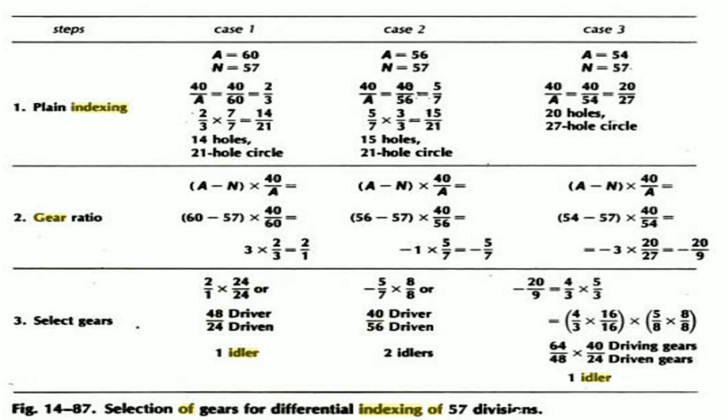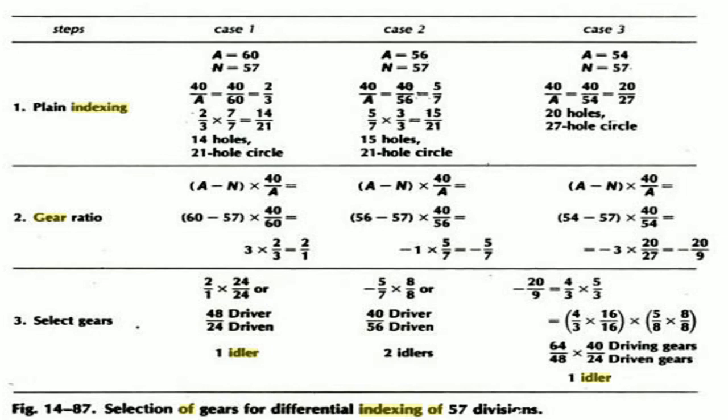For case 2, step 1 is plain indexing. Here a is equal to 56, n is equal to 57. 40 divided by a is equal to 40 divided by 56, because a is equal to 56. That means 5 divided by 7. We can write 5 by 7 multiply 3 by 3 is equal to 15 by 21. That means 15 holes in the 21 hole circle.